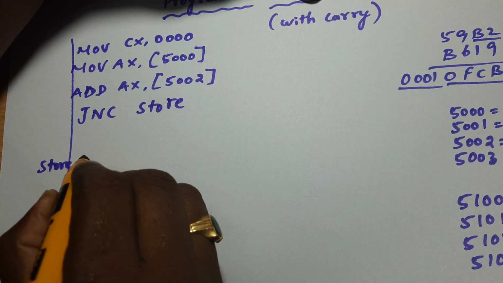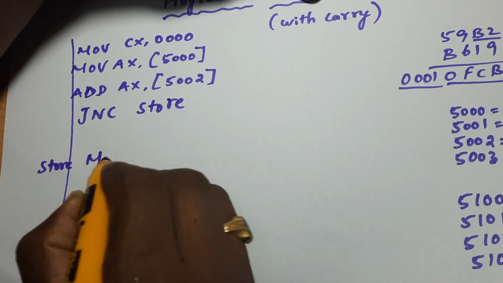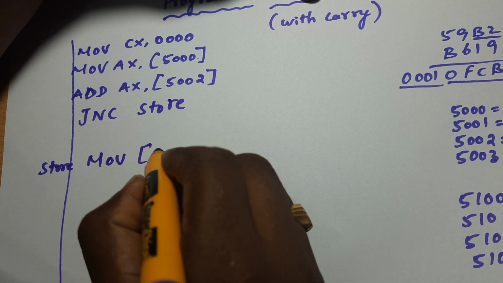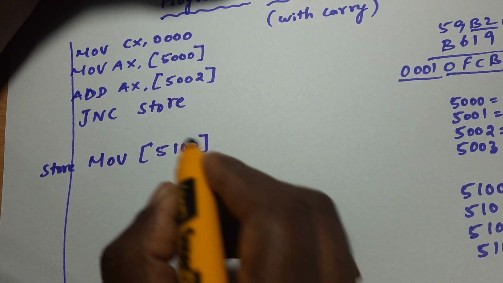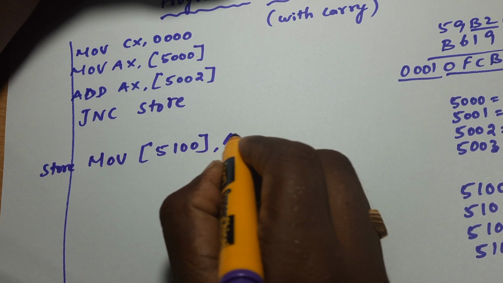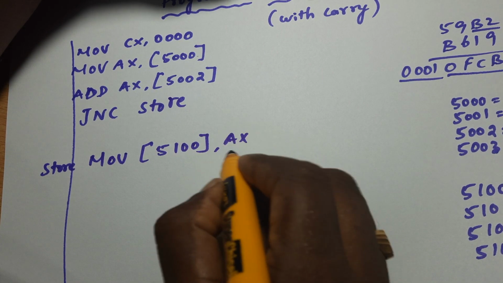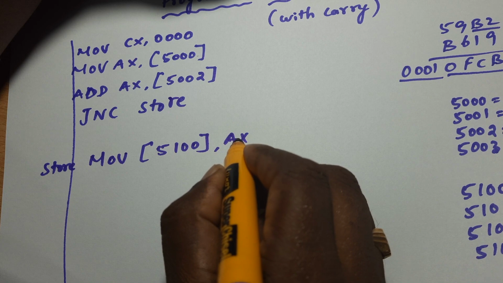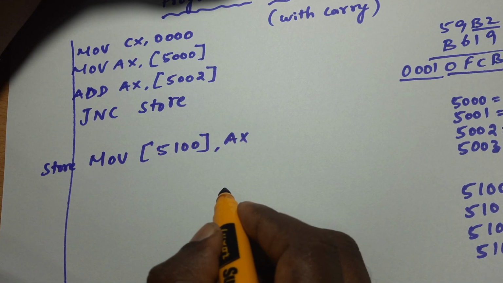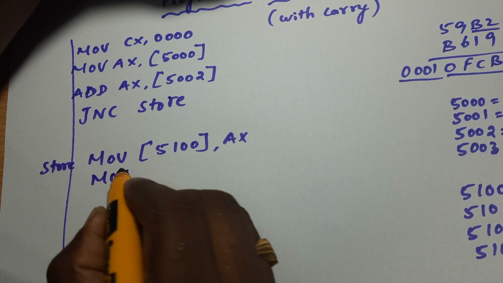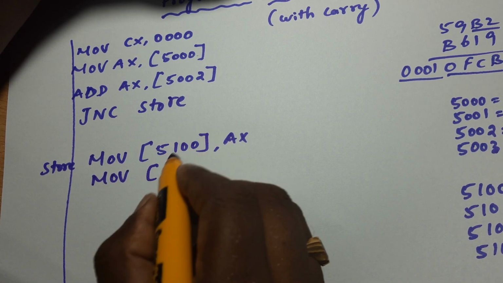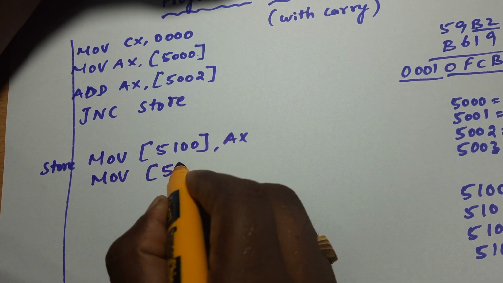Store, what has to be stored? The result is there in AX, so it is MOV, and I am using direct addressing mode. 5100 is my output location, I have decided already. So the value in AX is moved to 5100. And then next we need to move the CX value also. CX, what is the value now? It is simply 0.